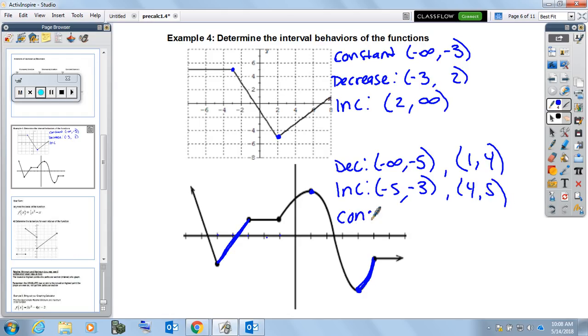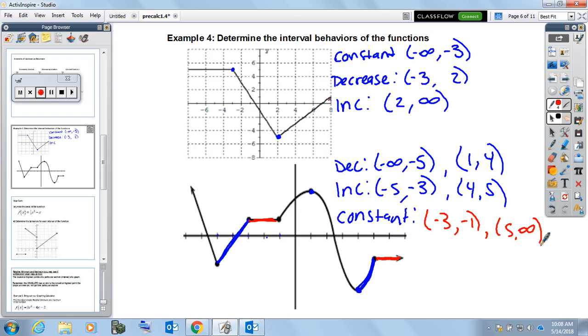And then we're going to have a constant rate of change as we go through right here, and then another constant rate of change as we continue on. So our first constant rate of change is from negative 3 to negative 1, and then we're finishing up here from 5 on out into infinity.